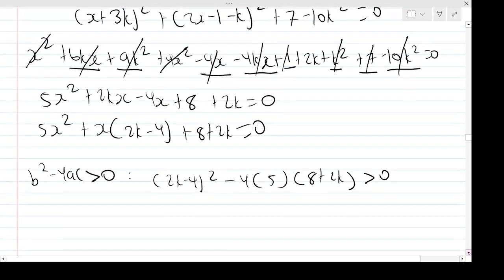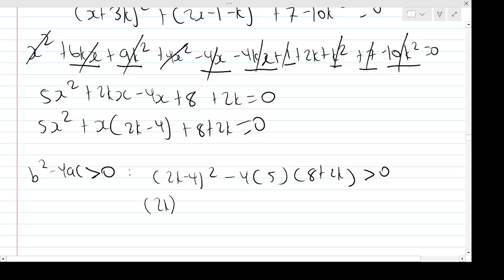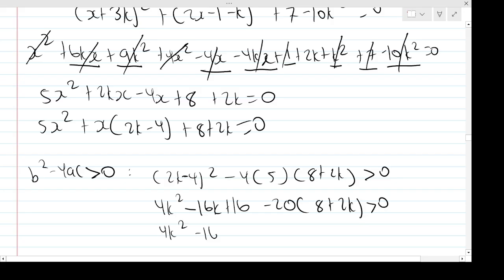Okay, here we go. 2k minus 4, all squared. Well, 2k all squared, firstly, would be 4k squared if I expanded this. Then 2k times minus 4 will be minus 8k. Then another minus 8k will be minus 16k. Then minus 4 times minus 4 would be plus 16. Then we have minus 4 times 5 is 20 of 8 plus 2k greater than 0. Then we can expand that one to 4k squared minus 16k plus 16. Then minus 20 times 8 is minus 160. And then minus 20 times 2k being minus 40k, greater than 0.